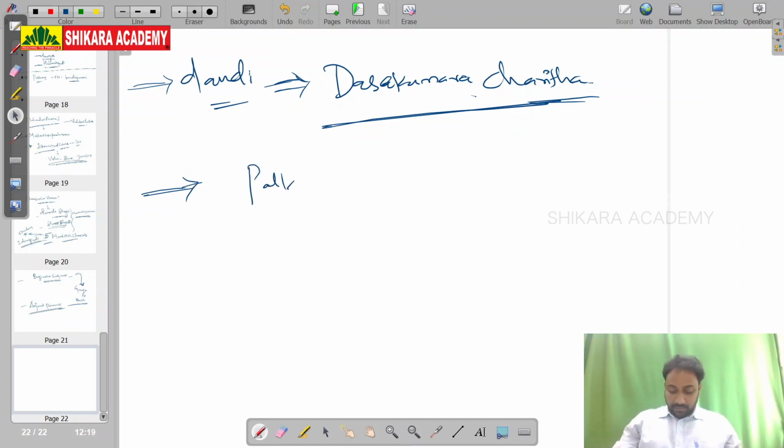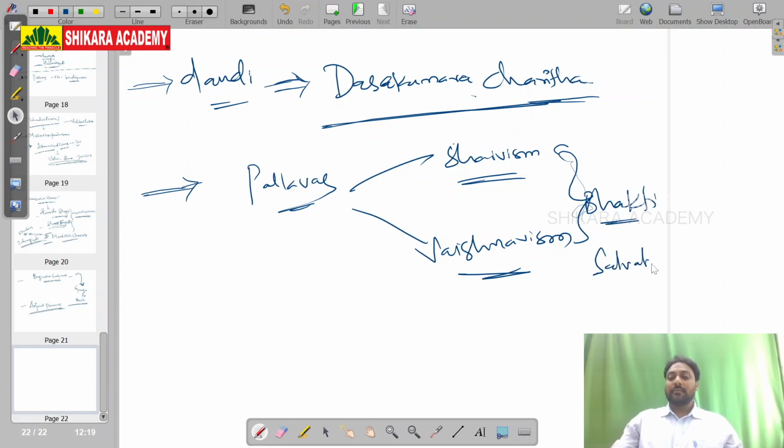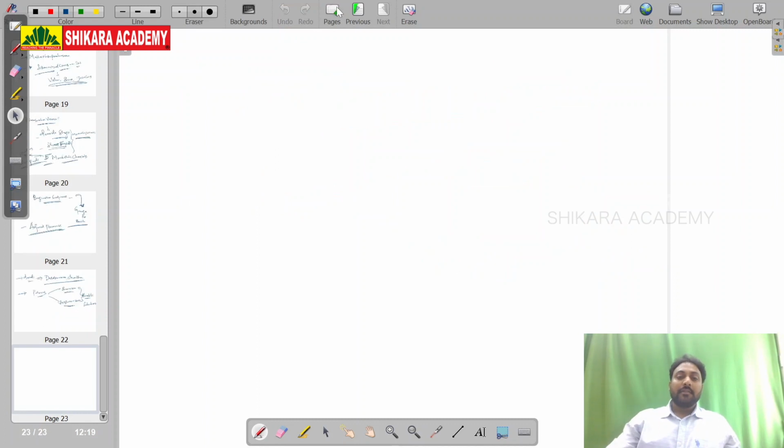Then during the Pallavas period, for the first time there was a conflict between Shaivism and Vaishnavism. There is a conflict between Shaivism and Vaishnavism, but both are spreading bhakti as a means to salvation. Bhakti is a means to salvation.